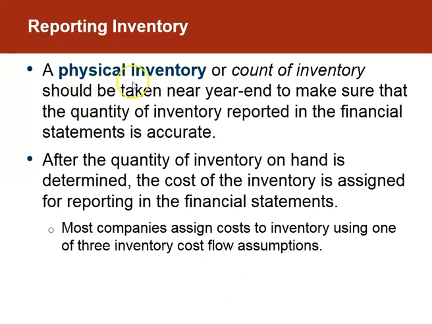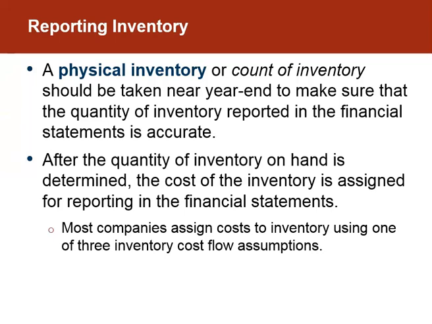It says here that a physical inventory, or count of inventory, should be taken near year end to make sure that the quantity of inventory reported in the financial statements is accurate. Now, I want to say this. Notice there's nowhere on this slide that indicates whether we're talking about a perpetual inventory system or the periodic inventory system, and that's because we need to do this regardless. With a periodic inventory system, we'll get into the reasons why we absolutely have to do it.